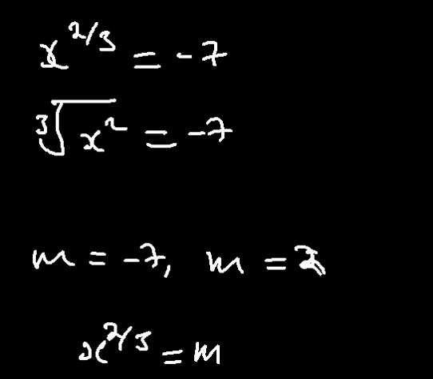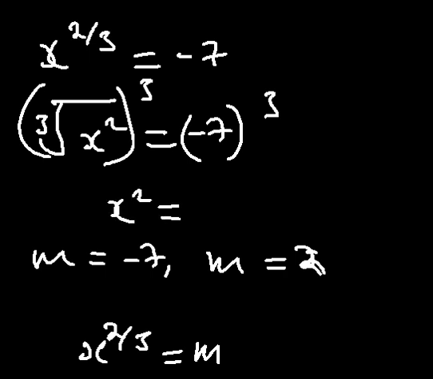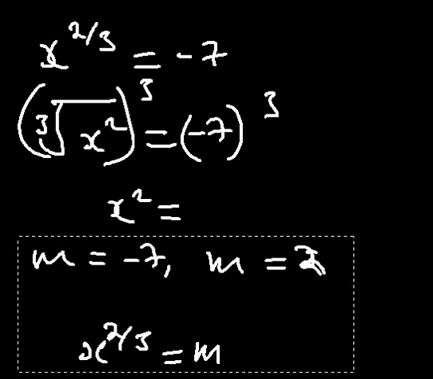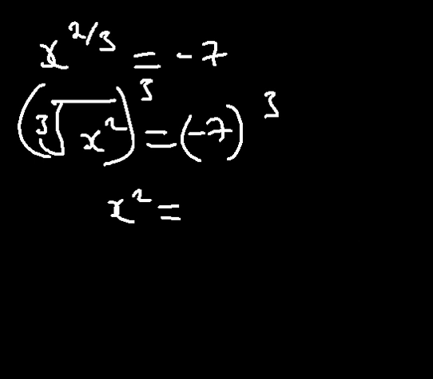So now we'll have to introduce power 3 on both sides, which means we'll have x squared is equal to, now what is negative 7 to the power 3? And we'll have it as negative, that is 343.